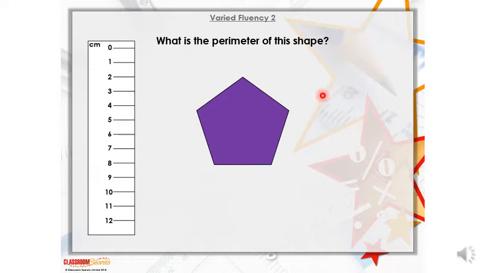And we find the perimeter of a pentagon by adding all the sides up, just like we did with the rectangle before. So first of all, I'm going to get my ruler and I'm going to measure the sides of the pentagon.